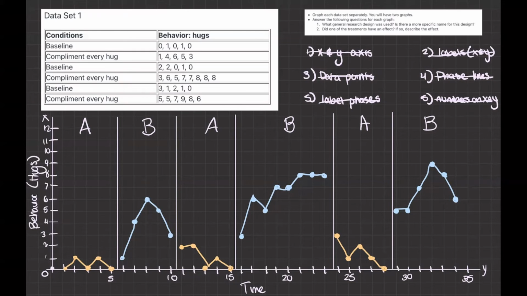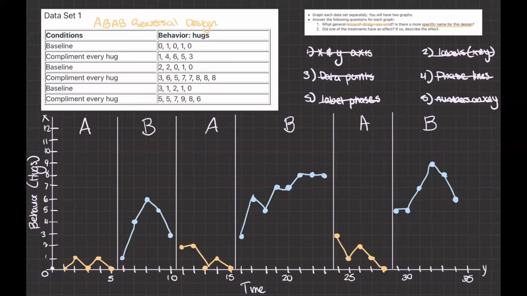What general research design was used? Well, since we only really did an AB-AB treatment, there are no criterias that are changing. There's not multiple baselines. This is just a casual AB-AB reversal design. So because it's just an AB-AB reversal design, there's really no more specific name for it.